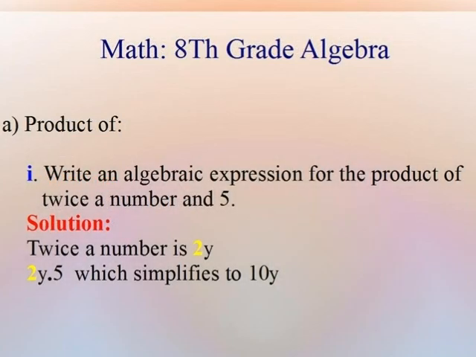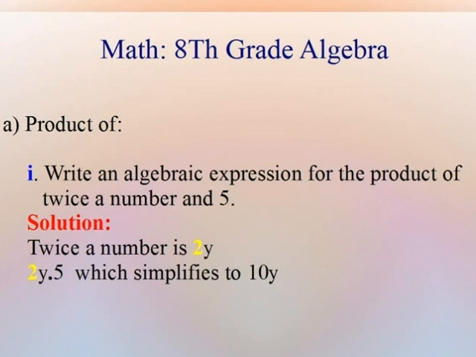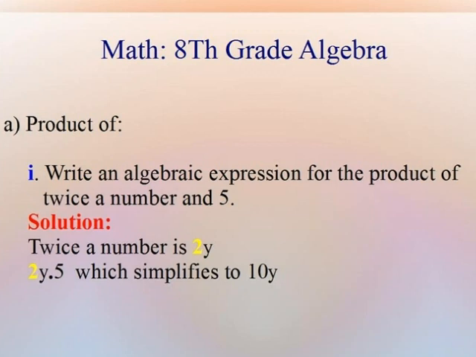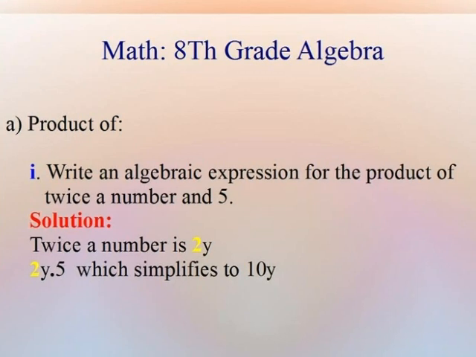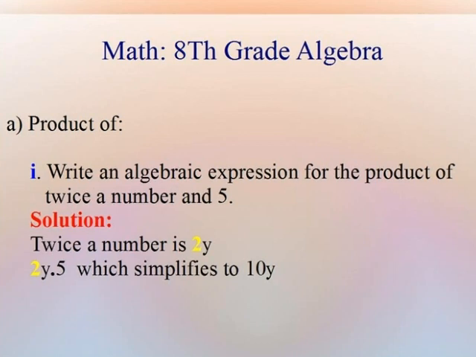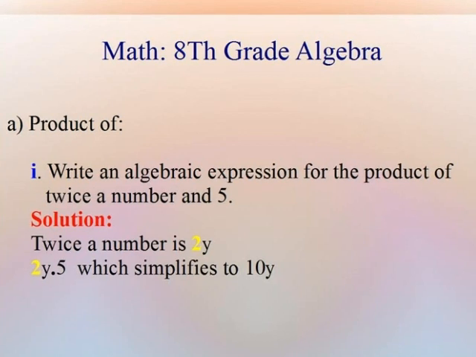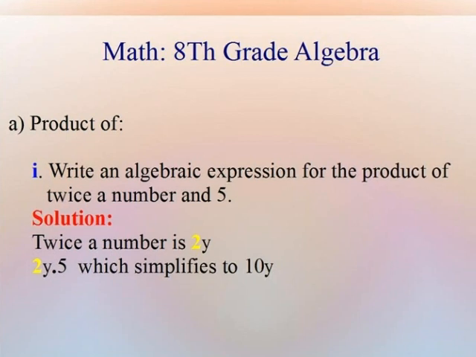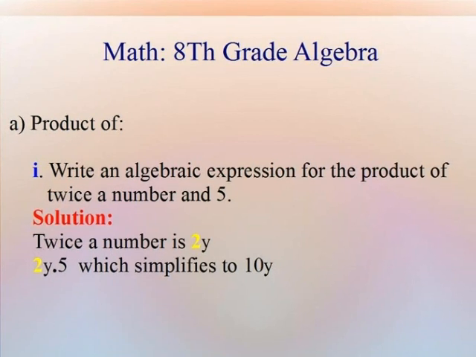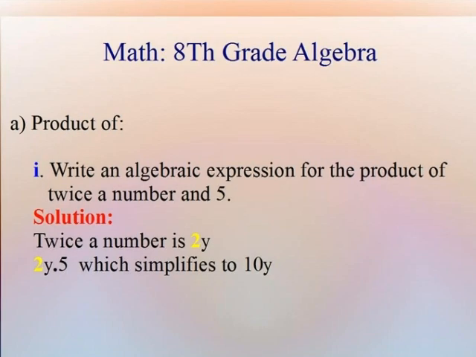Now let's go to products. Here is pretty easy too. We see the question says, write an algebraic expression for the product of twice a number and 5. When we look at the solution, because it's twice a number, we put down 2y, and then we have what? 2y dot y dot 5. That's the multiplication, and that is easy too.